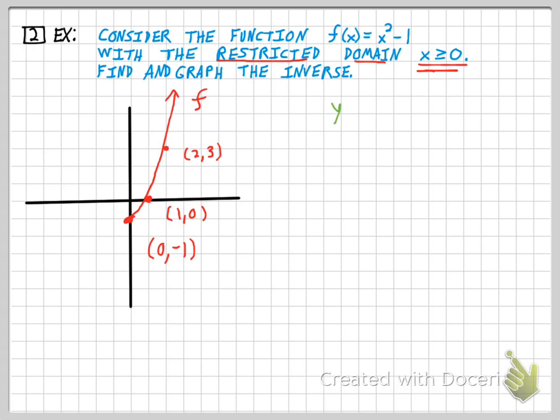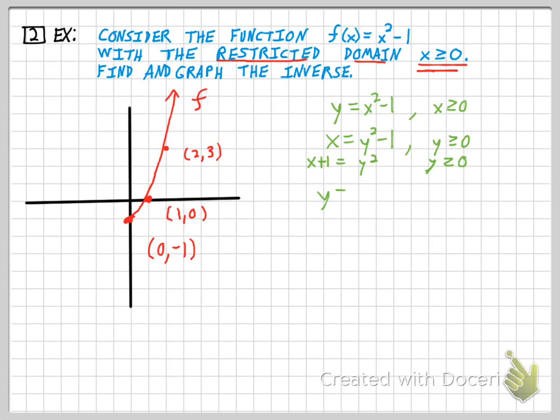Okay, so to find the inverse, I'm going to consider this function only for positive values, and I'm going to do the same steps. So x equals y squared minus 1. Since I've interchanged x and y, I want to now think about a restricted y, and x plus 1 is going to be y squared. That's for y values that are greater than or equal to 0.